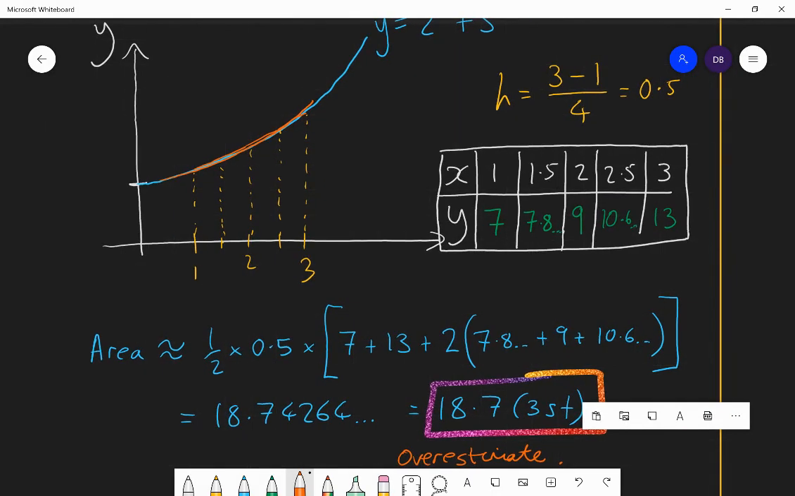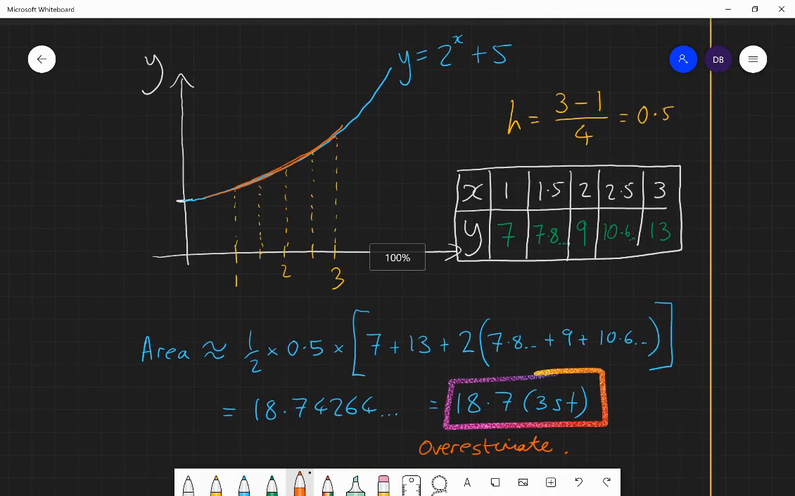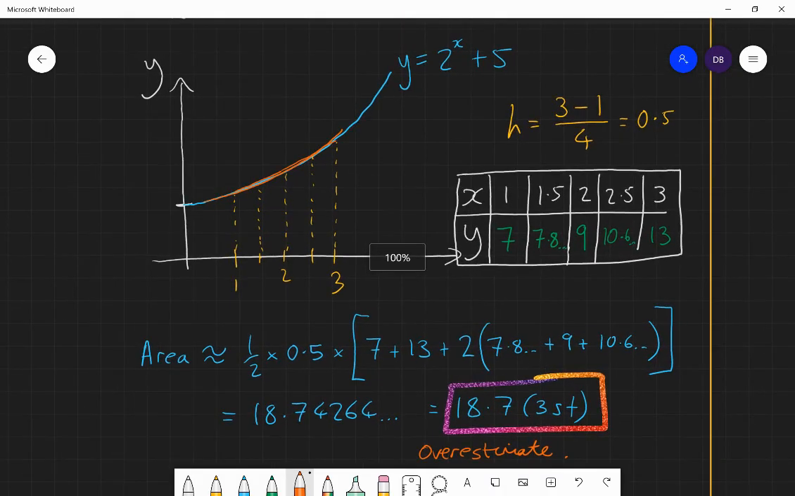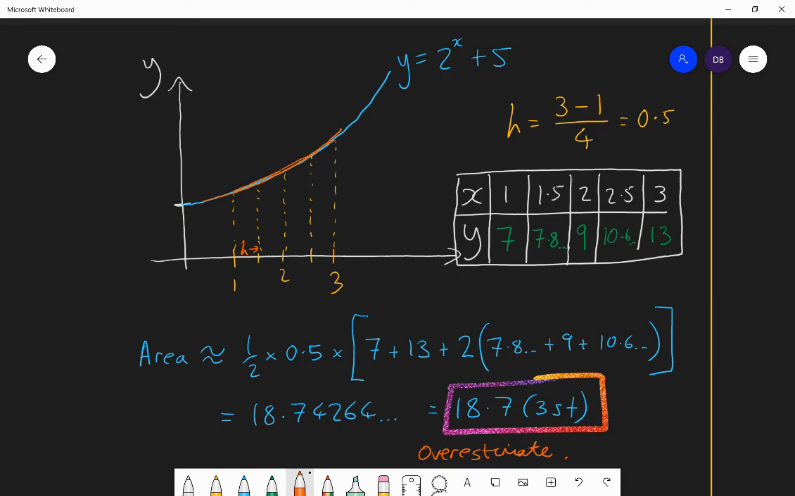So that's how to do it. Firstly, find the value of h, which is how wide apart each trapezium is. And then do a table of values, find all the y values that you need. And then you're going to substitute them into the formula where you use one of the end y values and two of each of the others, two of those.